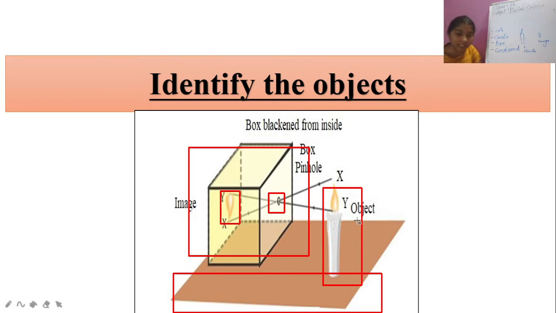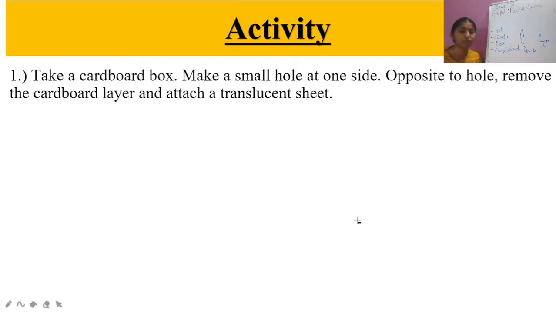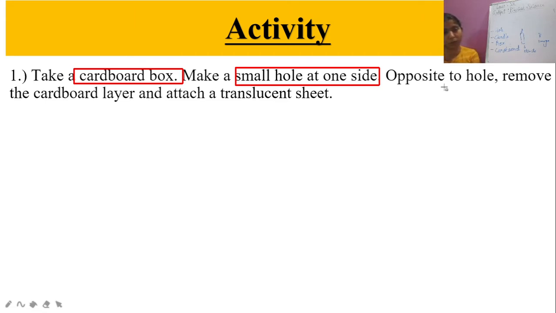So students, let's see what that is. We have an activity related to it. The image I have shown you, now I am going to tell you how you can prepare that same model, that same activity. Okay, students, firstly you have to take the cardboard. Then you have to make a small hole on one of the sides, and opposite to the hole remove the cardboard layer and attach a translucent sheet. So students, you have to attach the translucent sheet at the bottom.